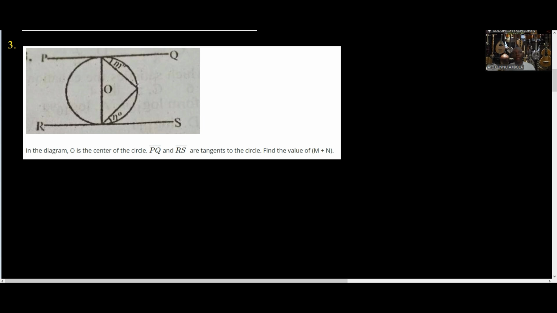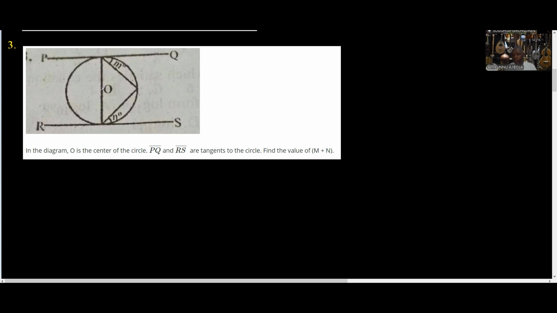Read it for me, Moses. In the diagram, O is the center of the circle. Line PQ and line RS are tangent to the circle. Find the value of m plus n. Okay, fine. Please look at this. Who is beside you that is not focusing on this? Anyway, let them focus, okay?